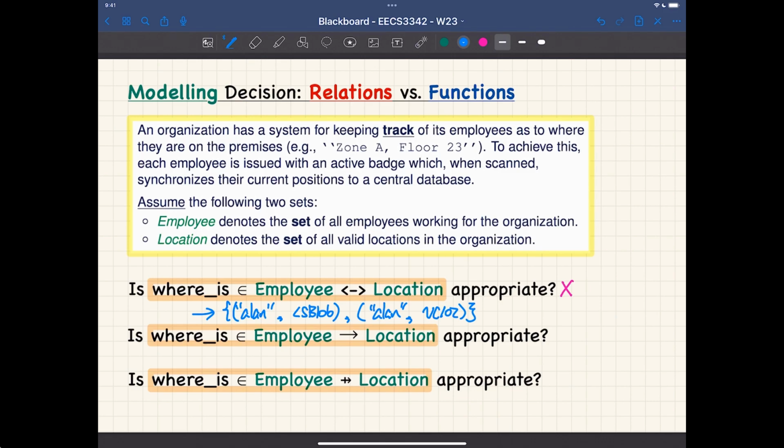Yes. So here, you want to think about this. This one is telling you the domain of where is should be exactly equal to the employee. So this is not realistic because, Ryan, you want to say something?